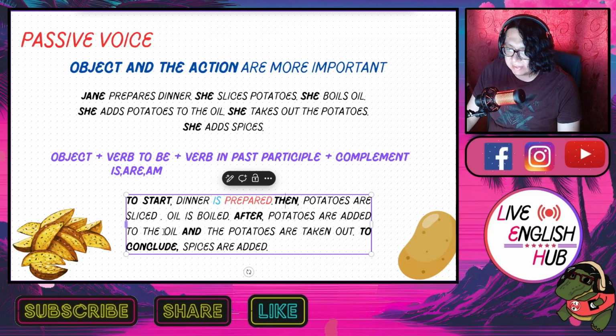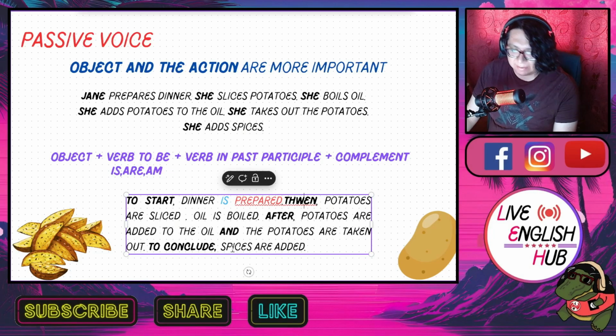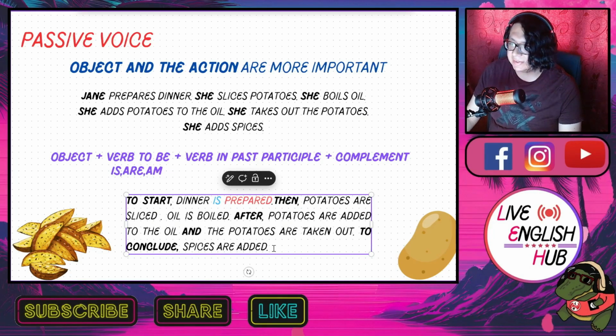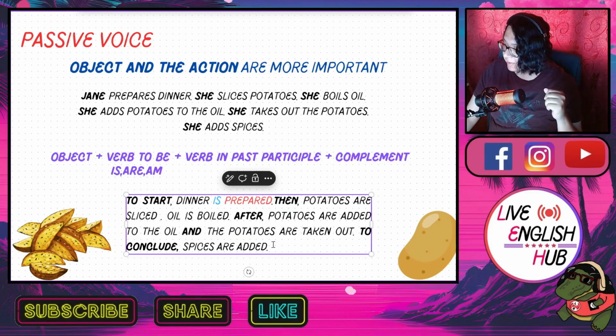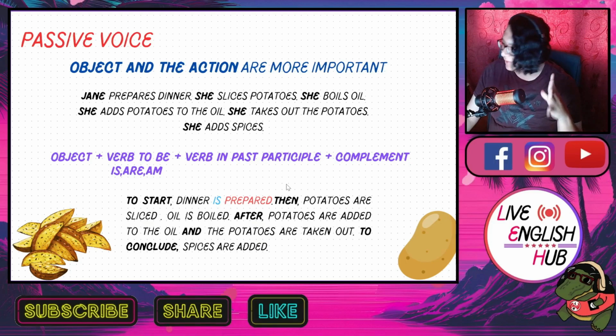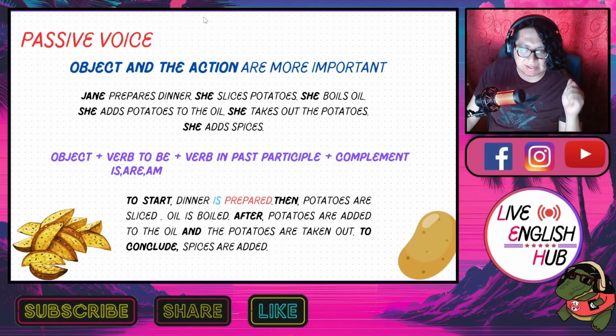Entonces, potatoes are sliced, oil is boiled, after potatoes are added to the oil and the potatoes are taken out. To conclude, spices are added. Ahí está. Entonces, así es como vamos a empezar a manejar nuestra receta. Ahora, esto no solo se utiliza para cocina, se utiliza para muchísimas cosas, pero poco a poco vamos a ir viendo lo que es passive voice, ¿ok? So, then in this case, that is it for today.